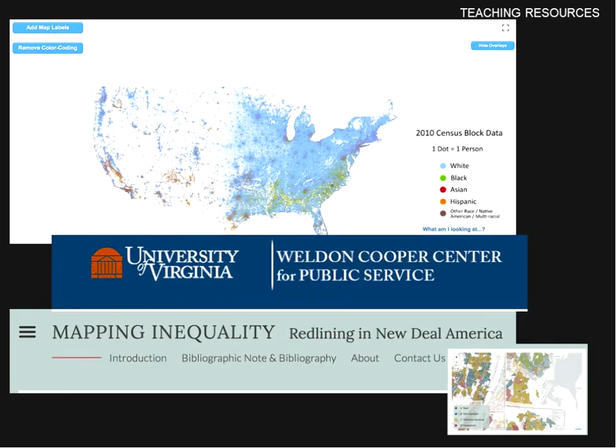If this is something that you'd like to teach about in your class, some of the resources that I like to use with my students, the University of Virginia's Weldon Cooper Center for Public Service has a racial dot map, and you can zoom in to even streets and highways, and each dot represents a different racial group, and you can see the racial dividing lines in your town. It's a really powerful way to get students to talk. Mapping Inequality is an online resource that you can look at redlining maps in different cities, and you can look at how it played out over the 20th century. So I highly recommend those resources.